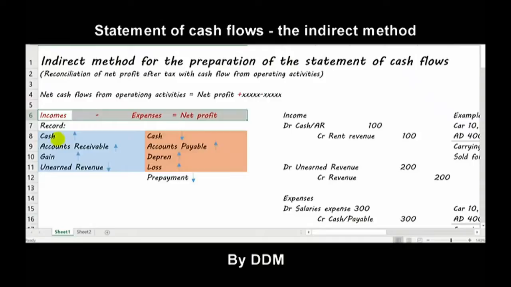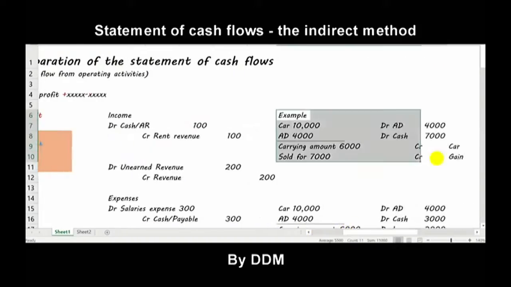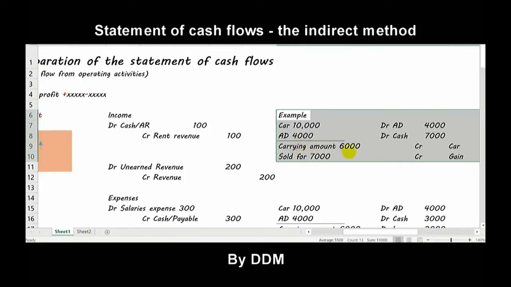For example, when cash increases, it's likely that a business makes some revenues or some incomes. For example, when a business made rent revenue, we can debit cash, or if we haven't received cash yet, we debit accounts receivable. Debit cash or accounts receivable 100, and credit rent revenue. So rent revenue increased by 100 will also lead to an increase in cash or accounts receivable. Another way to increase income is by making some gains. For example, we have a car that cost $10,000 historically. After we use it for 4 years, the accumulated depreciation is $4,000. That makes the carrying amount $6,000. Then we sold it for $7,000. That means we actually made a gain of $1,000.